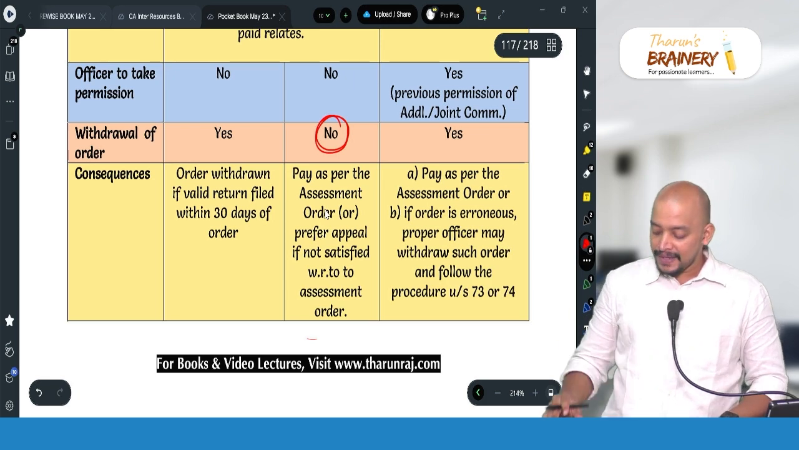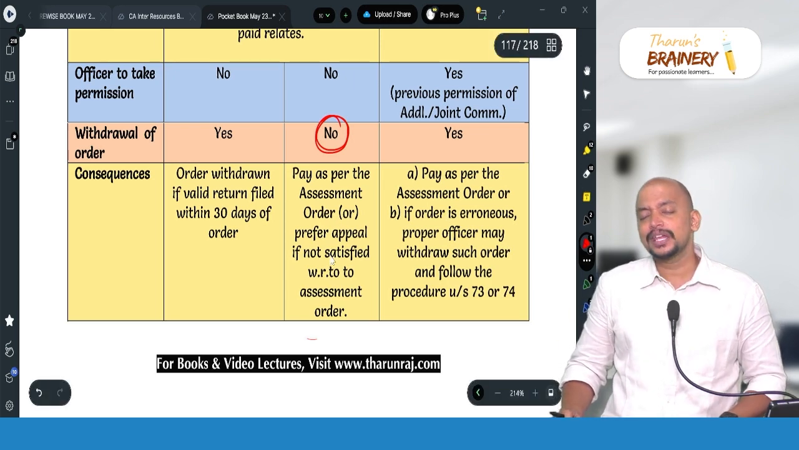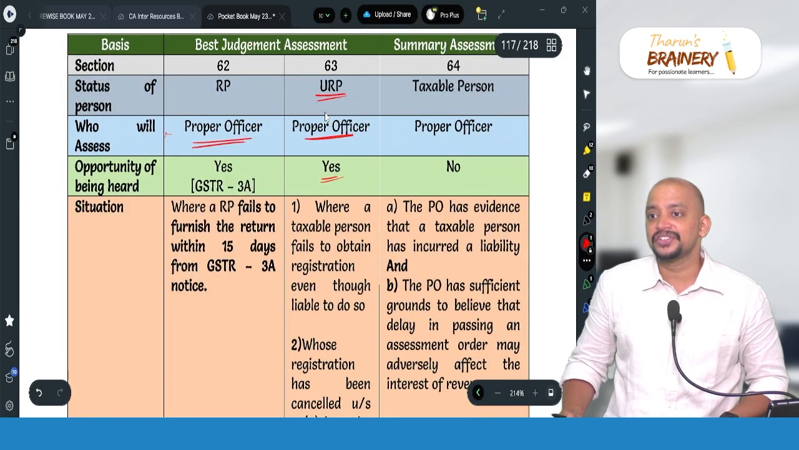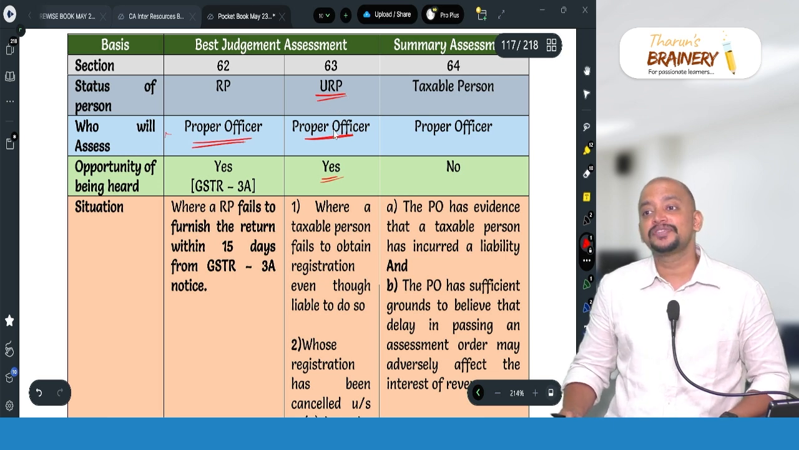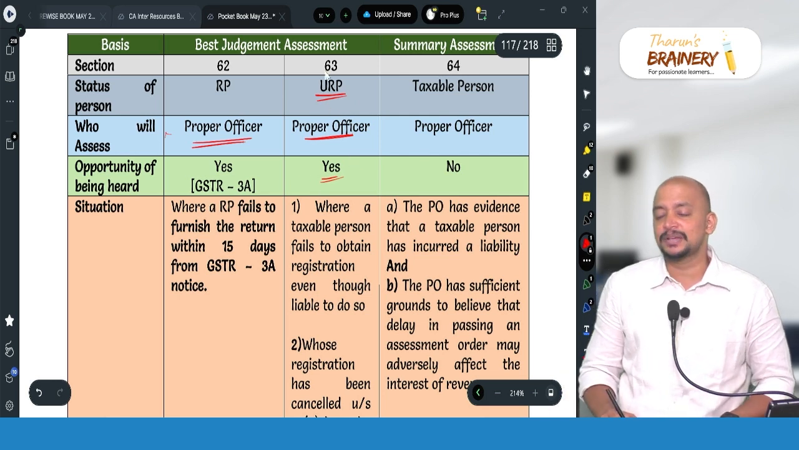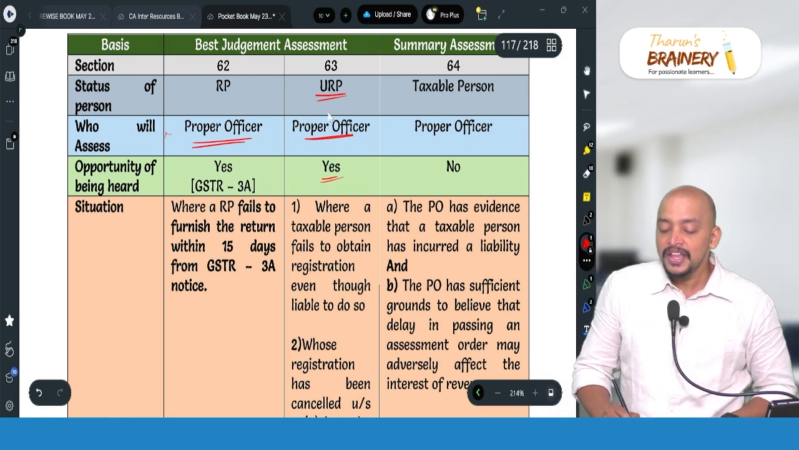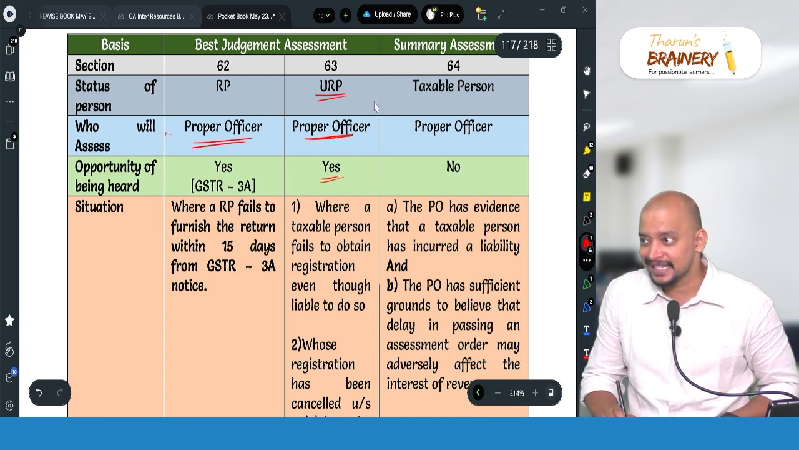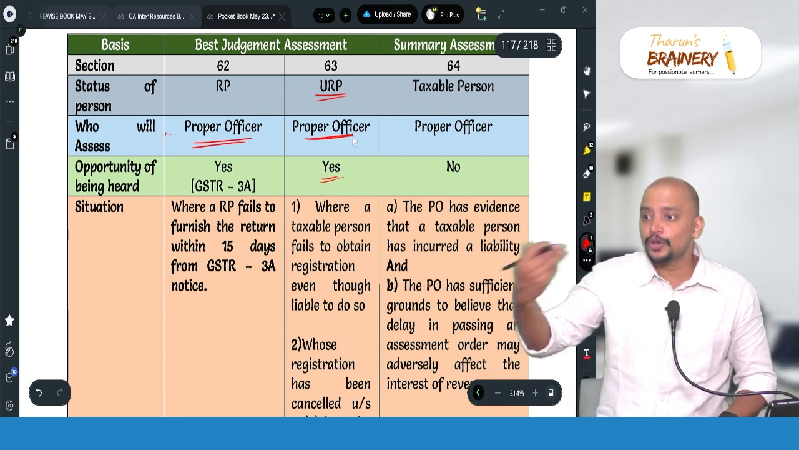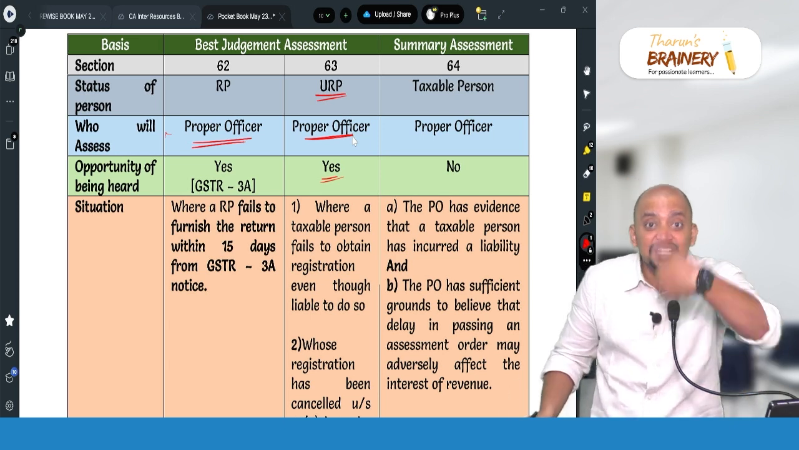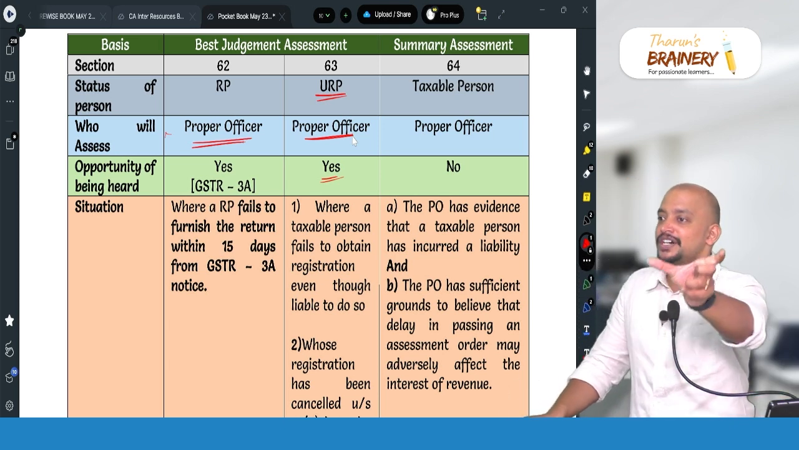Understood? Then, sir, but how can he make an appeal? He is an unregistered person. How can he make an appeal? So he needs to get registered, because this registration he will not do. Proper officer will suo moto make this person registered. The moment proper officer passes a best judgment assessment order on that person, when the proper officer is of the opinion that he is an unregistered person but liable to pay tax, then proper officer suo moto will mandatorily make him get registered. Means proper officer will give the registration number directly. So this is your registration number.